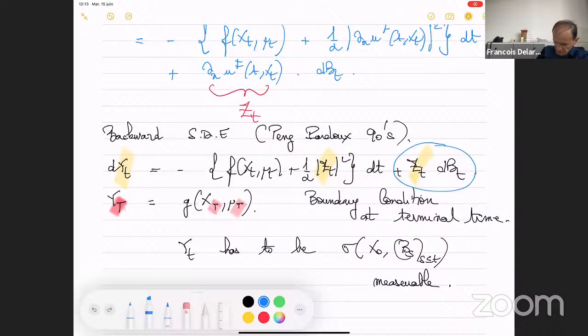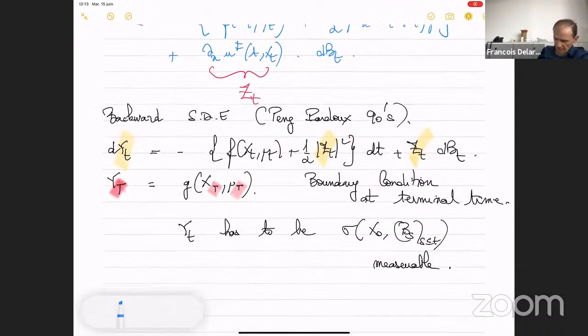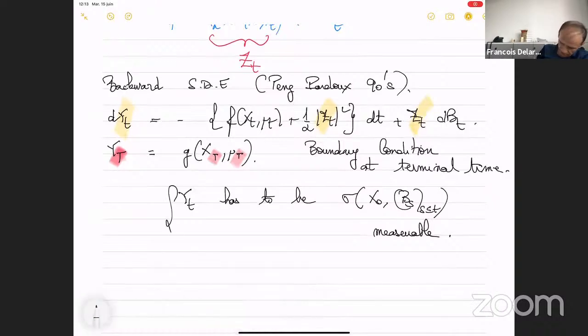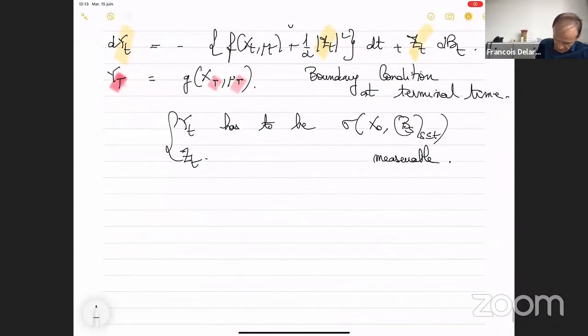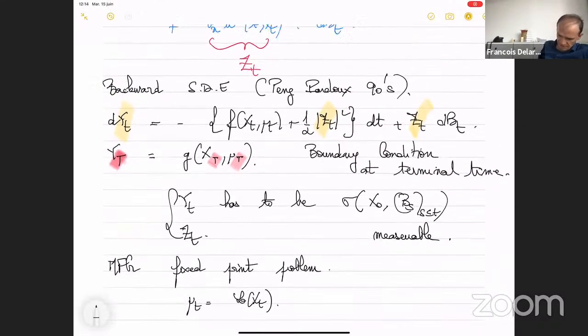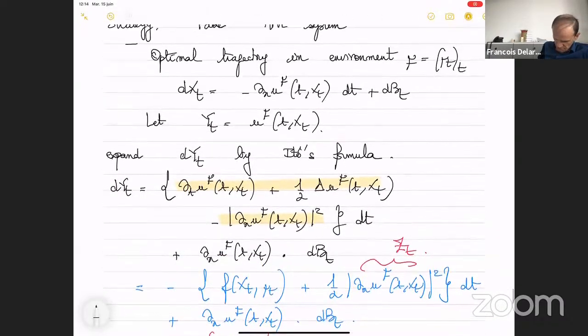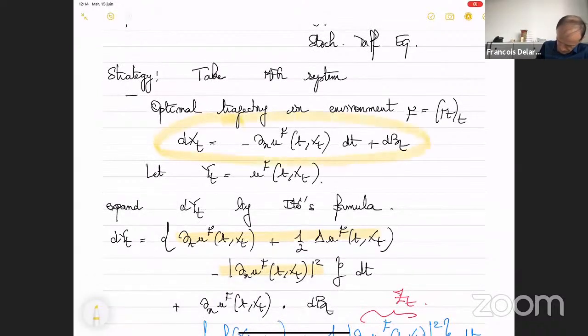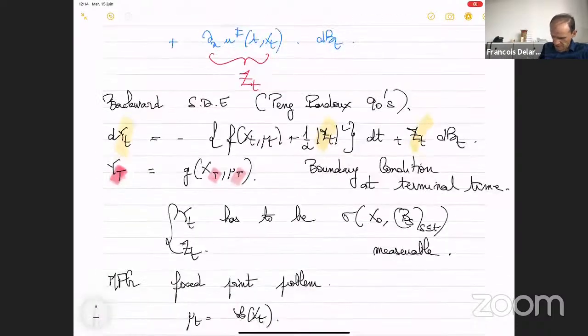So the term Z, in the backward equation, is here to penalize the solution and to force the solution to be non-anticipative. And in fact, what I'm saying is not only for Y, but also for Z. So this is the point in the backward SDE formulation. Now when you solve the fixed point problem, you have to identify mu_t with the law of X_t itself. So you take your forward equation, the one you have here in the middle of the page. But what is d_x u? d_x u is precisely Z.